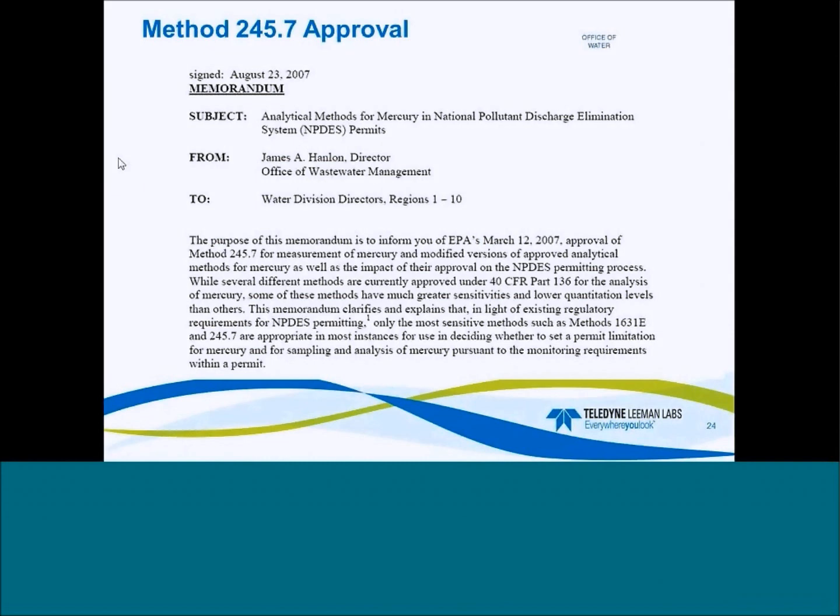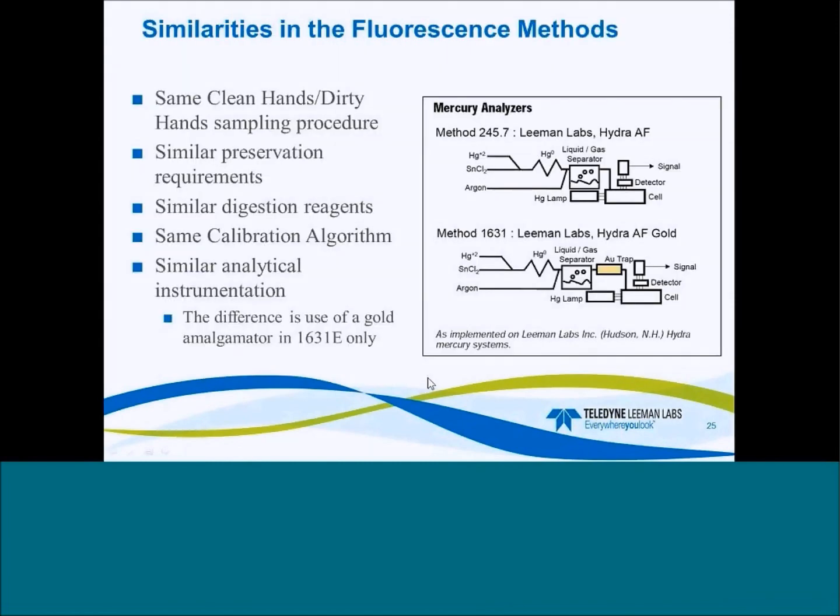We had known about method 245.7 for probably about 7 or 8 years before it was actually accepted by the EPA. And the method is allowed in conjunction with 1631, but it does have a caveat in it that it must report levels above 5 parts per trillion.